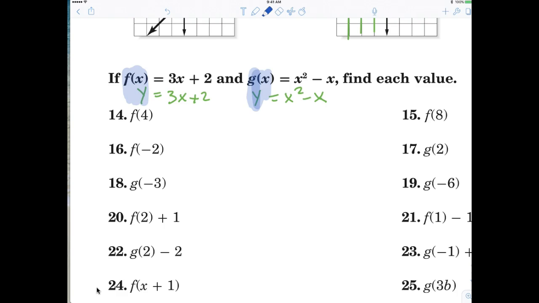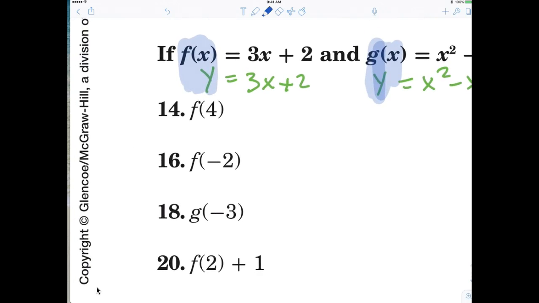So, for question 14, f of 4 just means y equals... Listen to me now. I promise there's a bunch of questions. I need you concentrating on what I'm saying. For number 14, this means y equals what when x equals 4? You don't have to write that down because I'm going to do it. You're just saying it with me to train your brain.